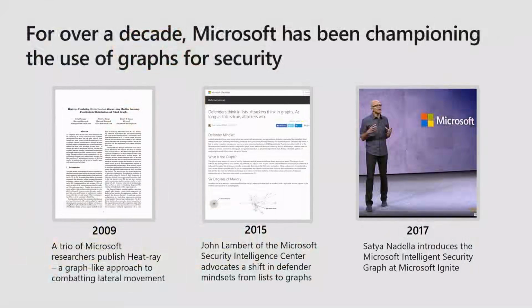We at Microsoft have really been thinking about the application of graphs for security for quite some time now. And that really kicked off in the 2009 era when a trio of Microsoft researchers published a document, an approach, let's say, to combating lateral movement. The approach was called HeatRay. It really focused on this idea of combating snowball identity attacks. Someone gains a foothold through an identity and then moves laterally. And lateral movement, everyone sort of understands that today.